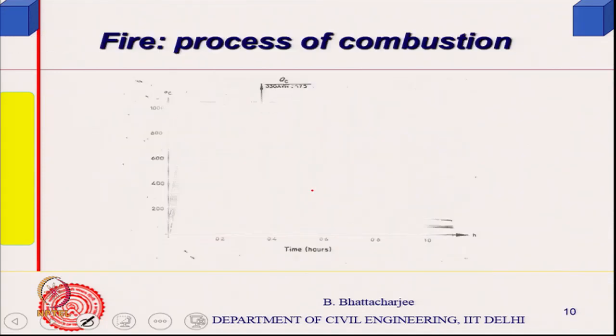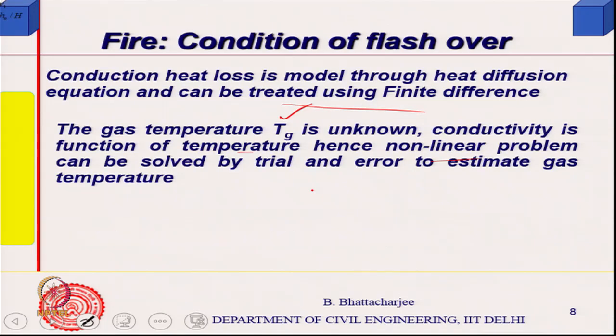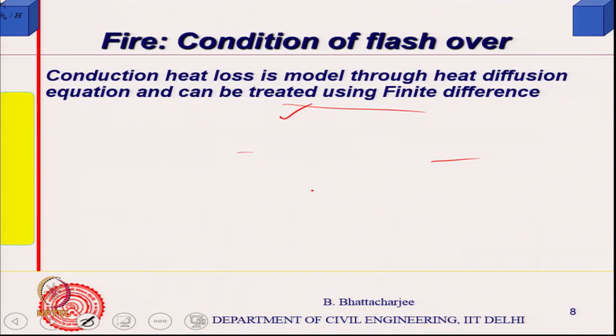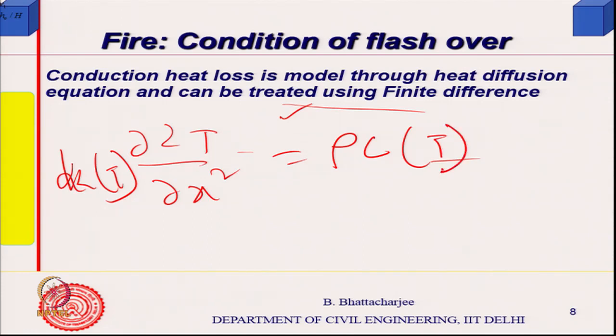Let me see if I have given it. Right, no, I have not given it, because I assumed that people would know the heat conduction equation. Basically, what you have to solve is del square T by del x square, and alpha or K, which is a function of temperature, equals rho C, which is also a function of temperature, into del T by del t. So, this is the heat transfer equation.